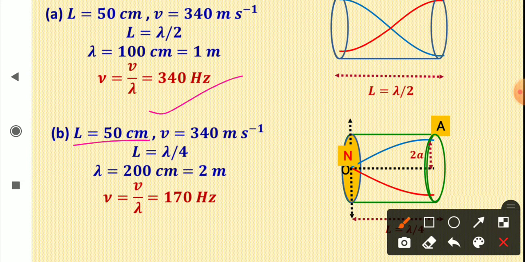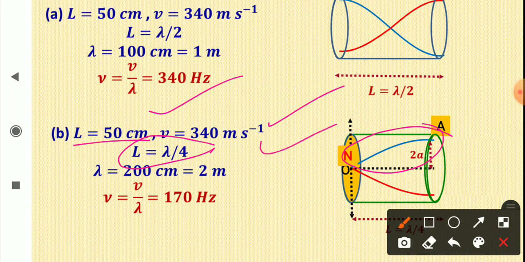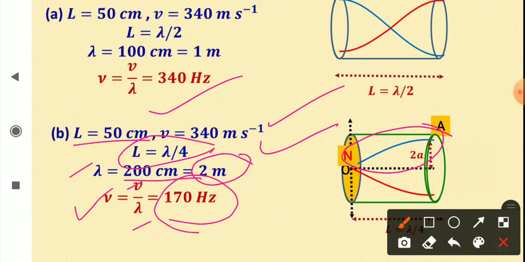And for the second one, L is 50 centimeter, V is same, but here this is 1/4 of wavelength, L is equal to lambda by 4, so lambda is equal to 200 centimeter or 2 meter. So frequency is velocity upon wavelength, and that is 340 divided by 2, that is 170 hertz.